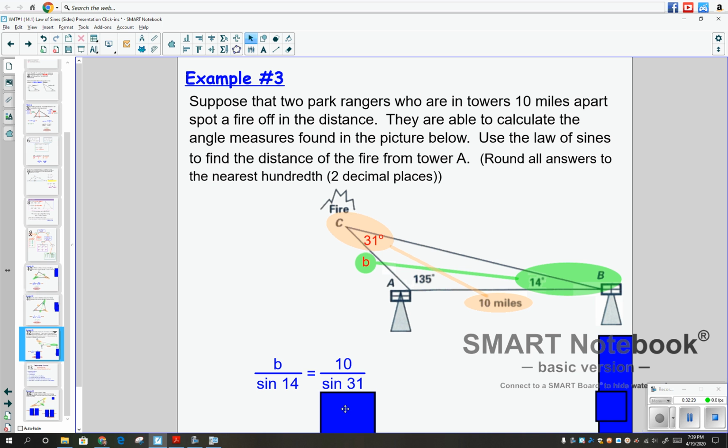Over sine of 31. The one thing I want to stress, and the biggest common error I've seen over the years in kids when they do this in law of sines, is do note when you do the angles, it's sine of the angle measure. It's sine of 14, sine of 31. Kids always, every year, kids do it. They just put over 14, over 31. Okay? It's over the sine of the angles.